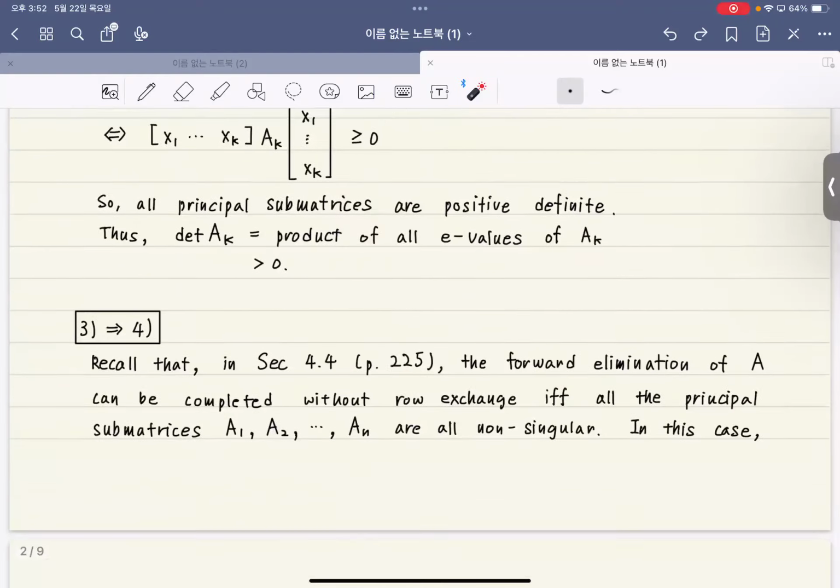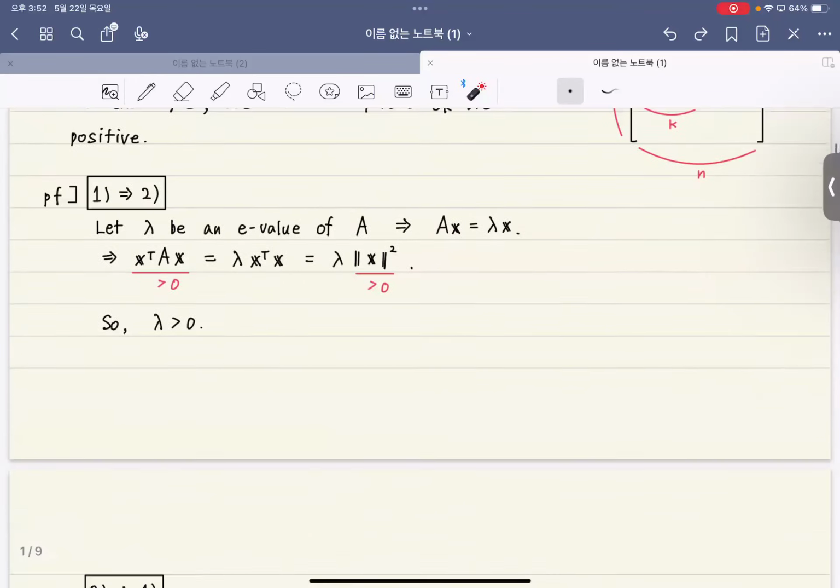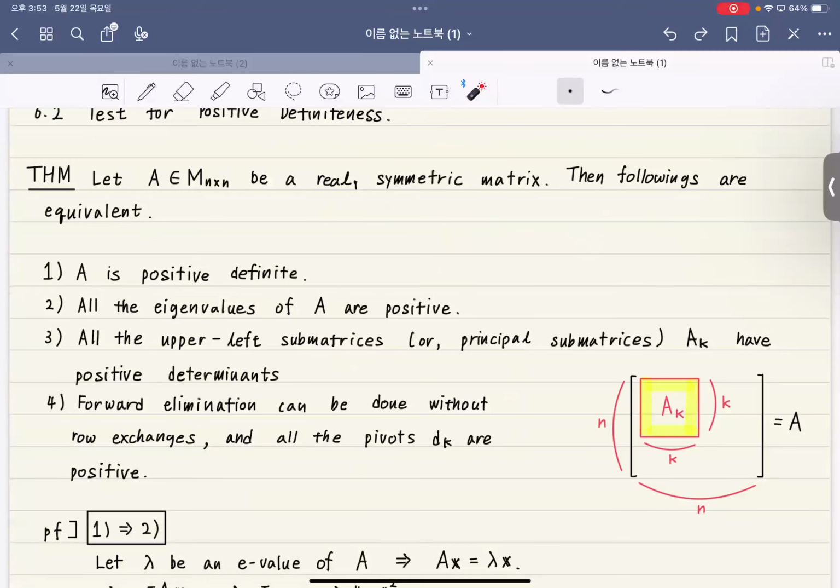Okay, so before I move on, going back to the statement, we have basically 3 different criteria that tell us if any given real symmetric matrix is positive definite.